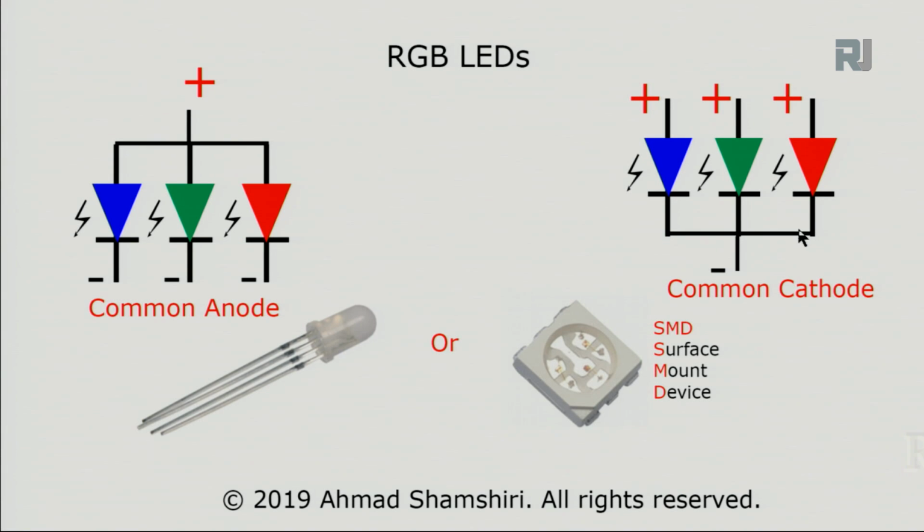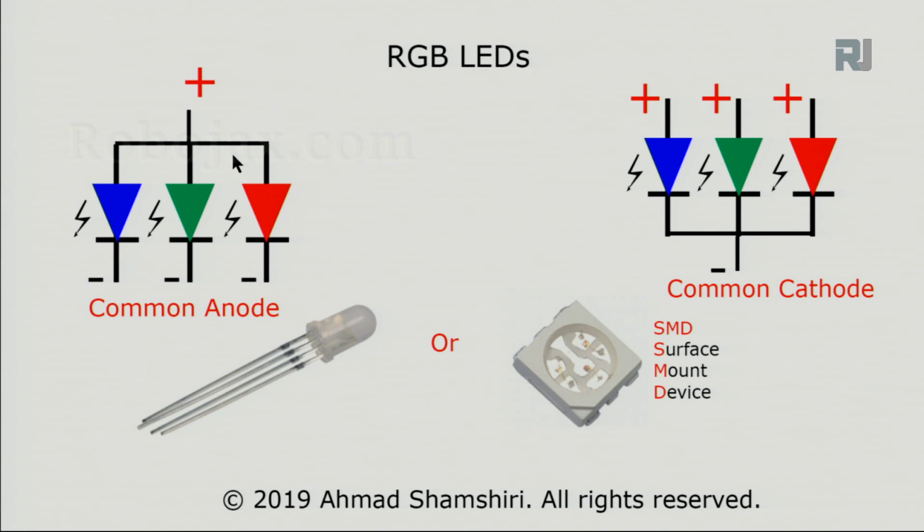When your LEDs are common cathode, you just connect this to the ground, and from that side you supply the voltage. And when you want, for example, to turn on red, this will be turned on, and you keep the other two at 0, so this will be turned on.